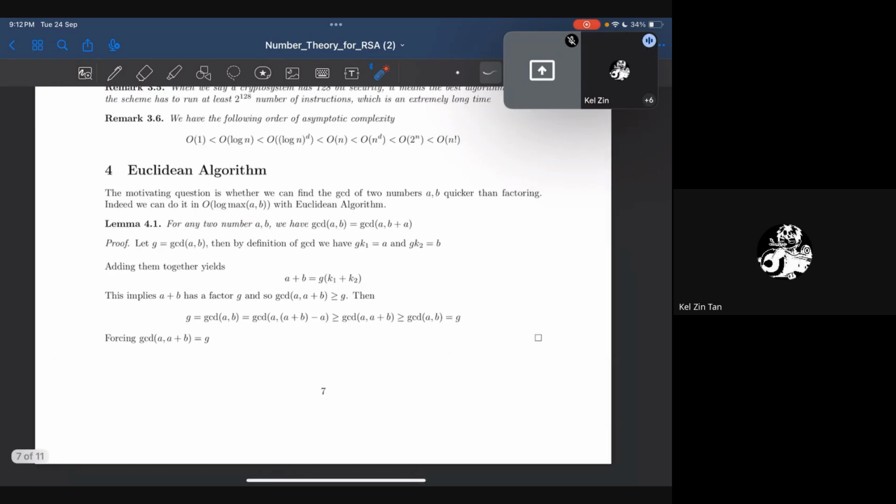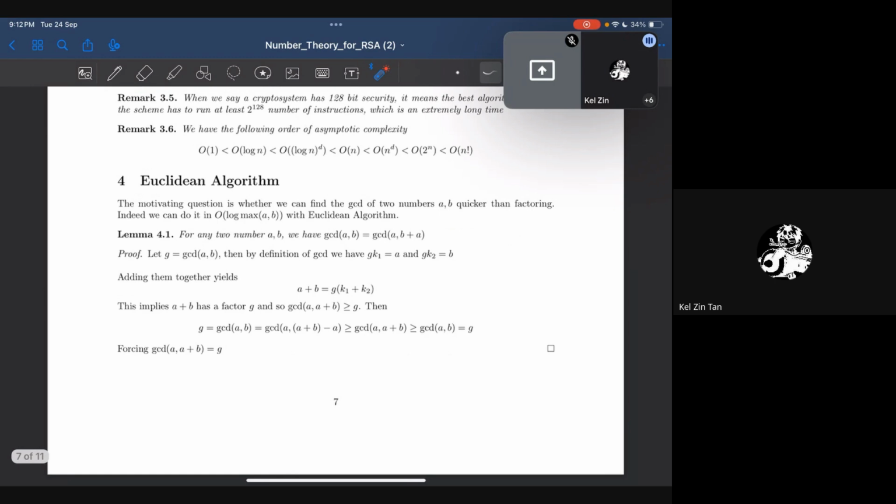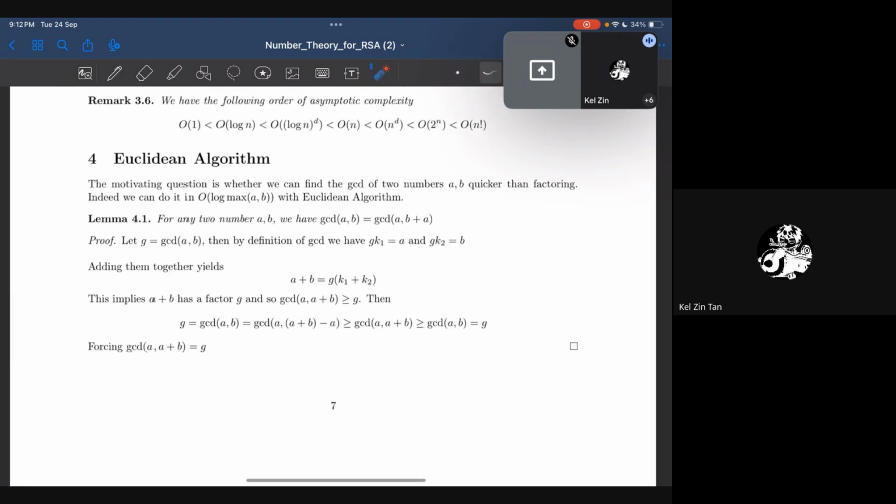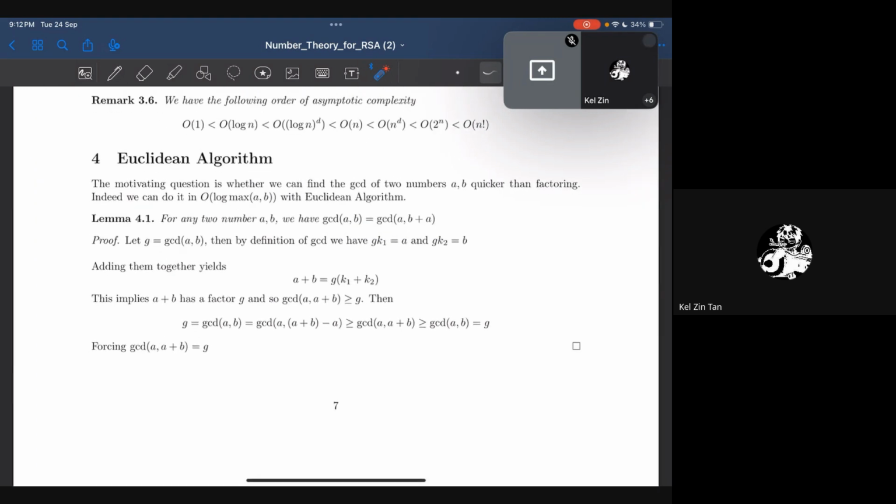Okay, so in the previous two weeks, we talked about how we rely on this property: GCD of A and B is equal to GCD of A and B plus A. And then we proved it halfway, and we didn't actually prove it. We just proved a part of it. So now I'm going to reprove this more rigorously.